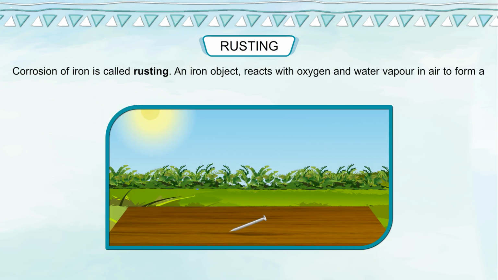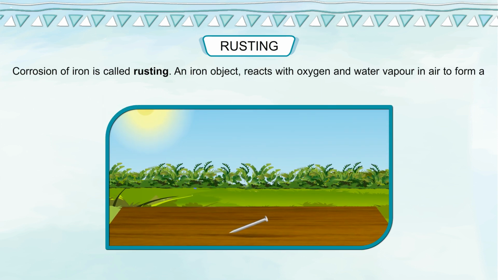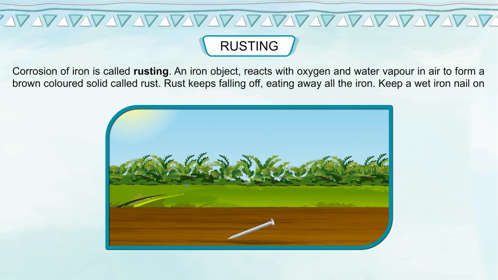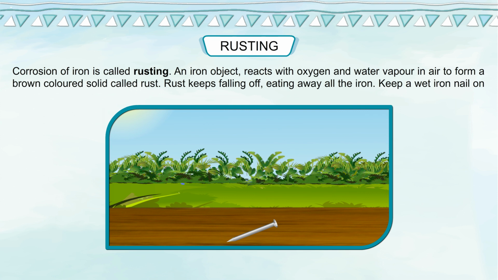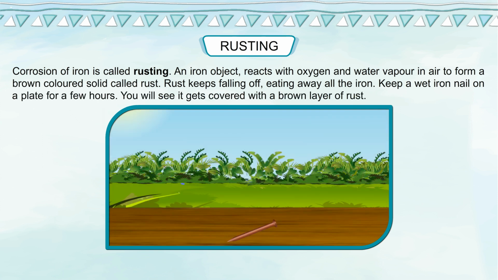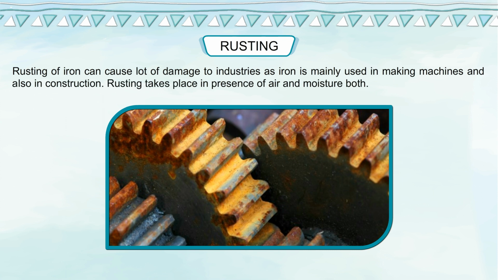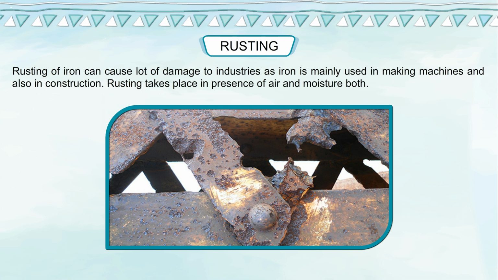Rusting. Corrosion of iron is called rusting. An iron object reacts with oxygen and water vapor in air to form a brown-colored solid called rust. Rust keeps falling off, eating away all the iron. Keep a wet iron nail on a plate for a few hours. You will see it gets covered with a brown layer of rust. Rusting of iron can cause a lot of damage to industries as iron is mainly used in making machines and also in construction. Rusting takes place in presence of air and moisture both.